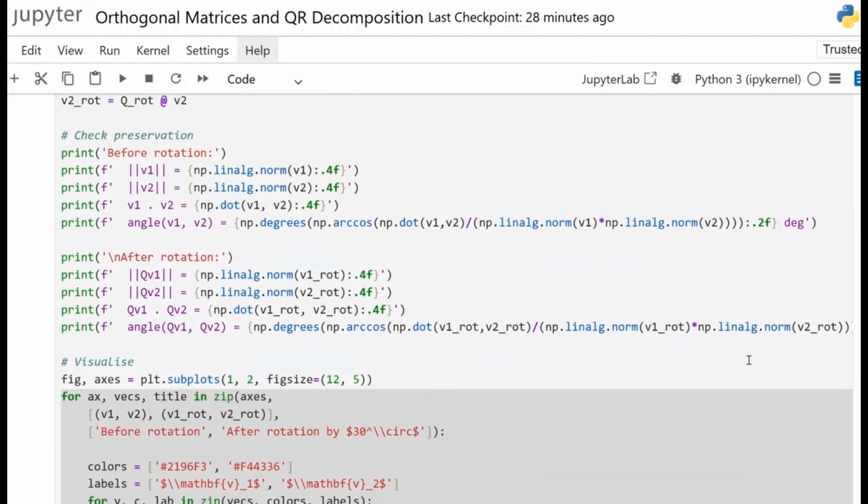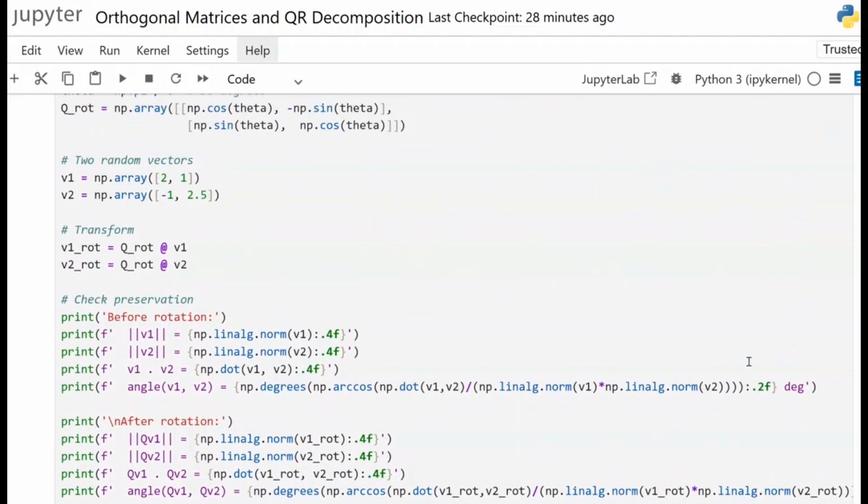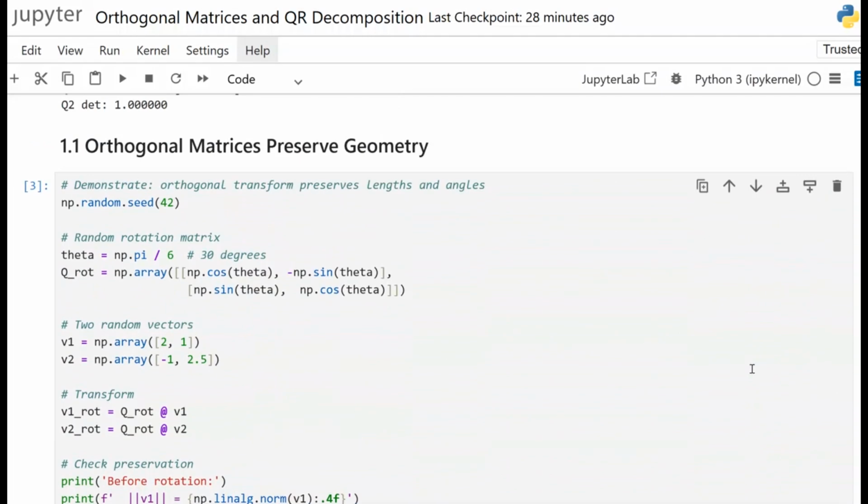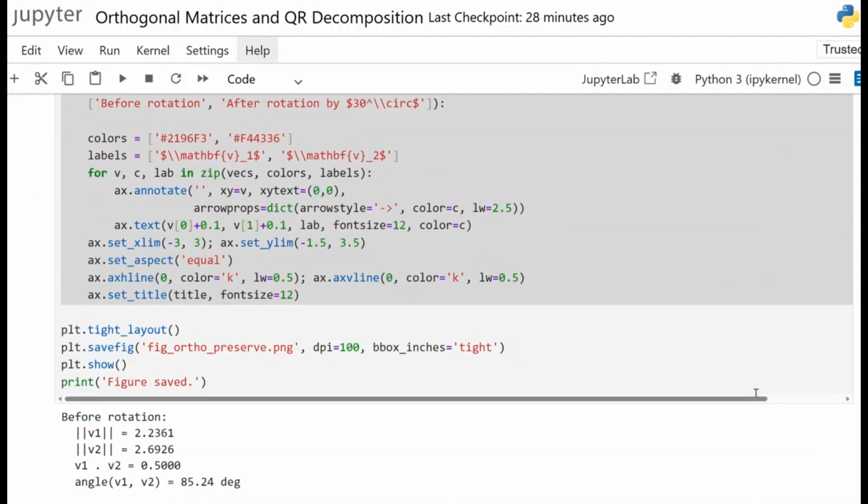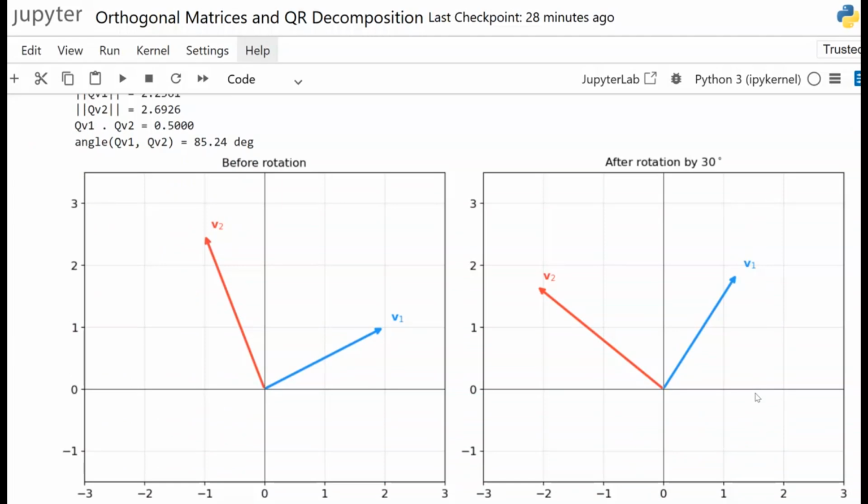So with this, dear friends, this exact script empirically confirms that a rotation, that is an orthogonal transformation, does not stretch or shrink vectors, does not change angles between vectors, and only changes their orientation in space. This is why orthogonal matrices are central in computer graphics, physics simulation, and numerical linear algebra, mainly for stability of computation.